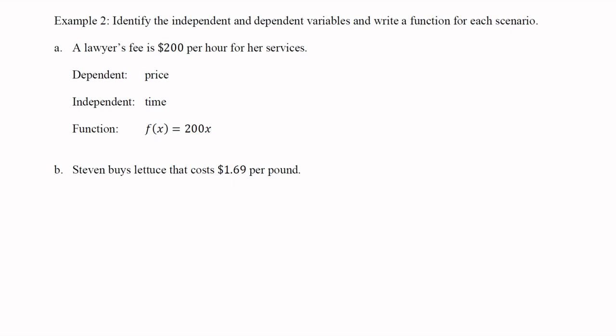Stephen buys lettuce that costs $1.69 per pound. The price is dependent on how many pounds, or the weight, of lettuce. So f of x, our price, is equal to $1.69 times the amount of weight of the lettuce.